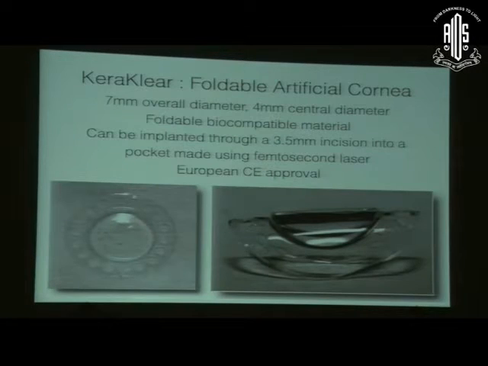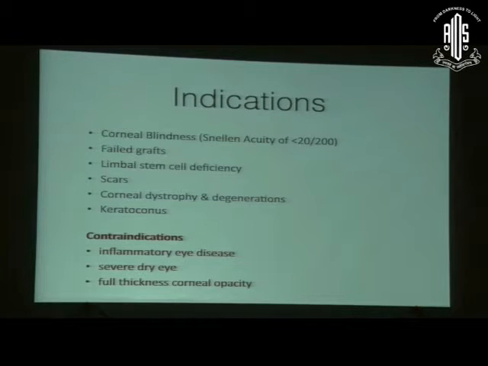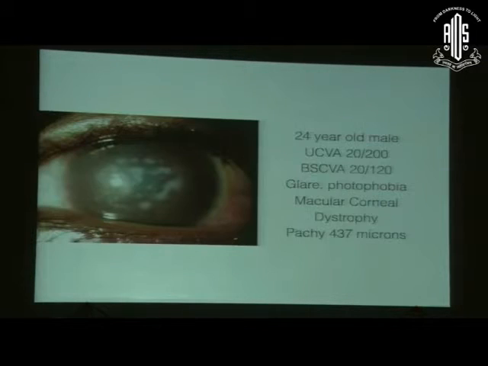The other thing that we have used is the KeraClear foldable artificial cornea. It's a 7 millimeter overall diameter with a 4 millimeter central optical zone. It's made of an acrylic foldable biocompatible material, something similar to the intraocular lens. So it can be used where you cannot do a corneal graft. This is a patient with macular corneal dystrophy, who had glare, photophobia, and a pachymetry of 437 microns. We went ahead and made a pocket of about 8 millimeter with a central 3 millimeter opening.